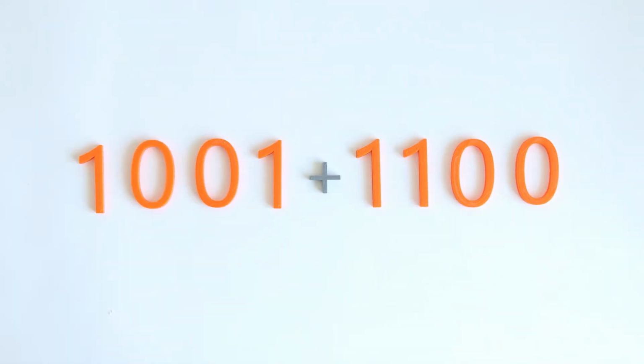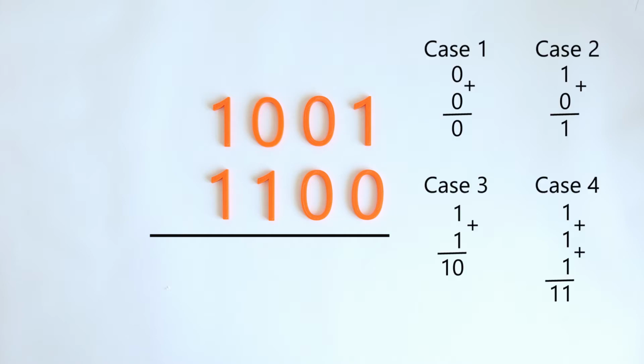Now let's see how you can use those 4 rules to add any 2 binary numbers together. Let's start by adding the numbers 1001 and 1100. We write it out exactly like we would decimal addition, with one number above the other. Then we work our way across column by column, starting at the right, applying those cases.